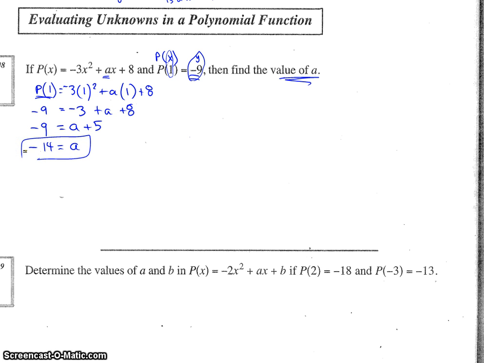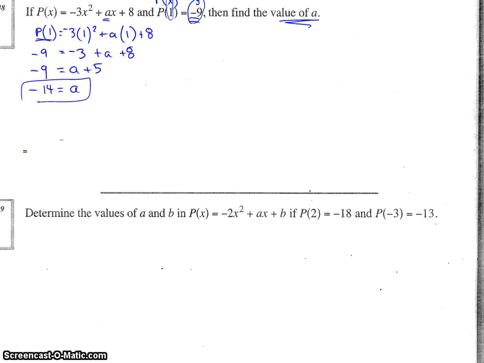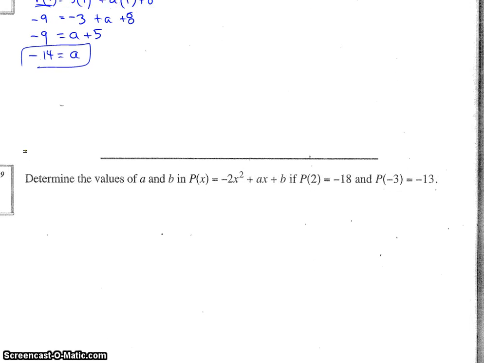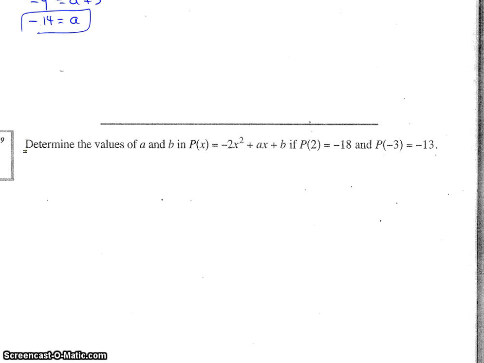All right, next one. Example 9, last example on this lesson. Determine the values of A and B, okay, so two unknowns this time, in P of x equals negative 2x squared plus ax plus b if P at 2 equals negative 18 and P at negative 3 equals negative 13.